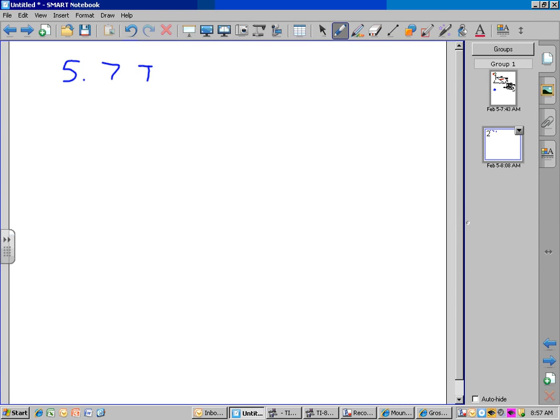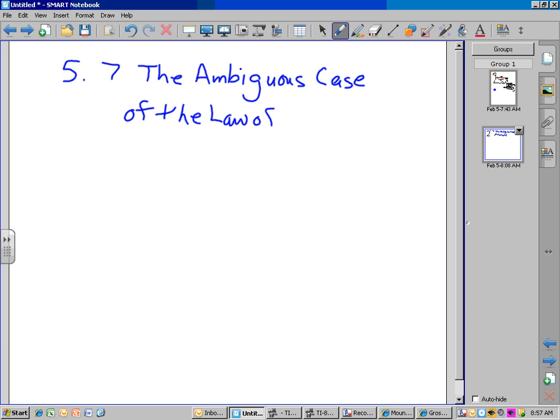5.7. The ambiguous case of the law of sines. Sounds like a book. The ambiguous case of the law of sines. Sounds like a mystery book.